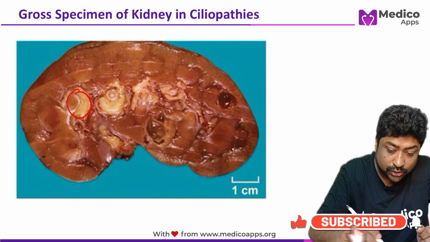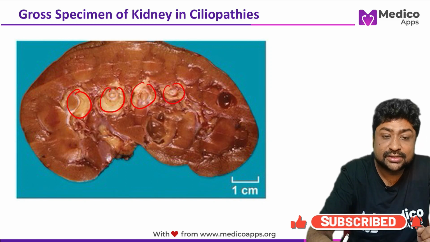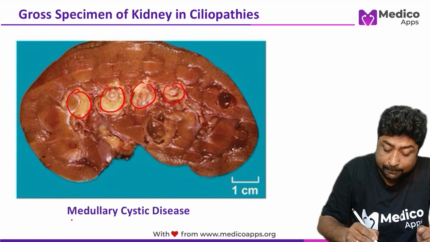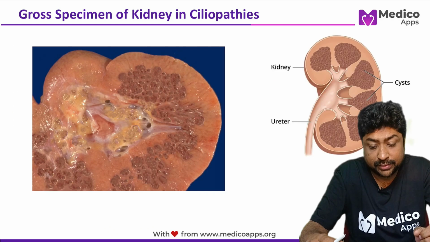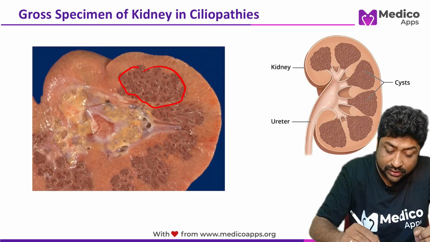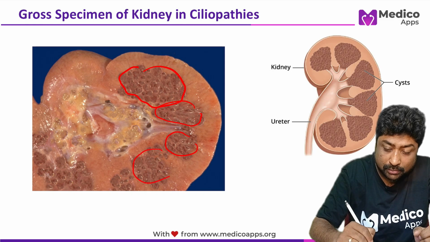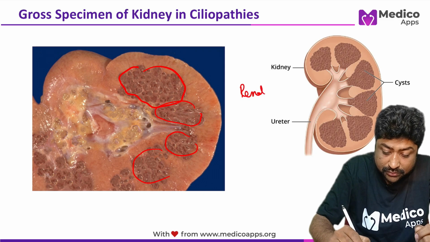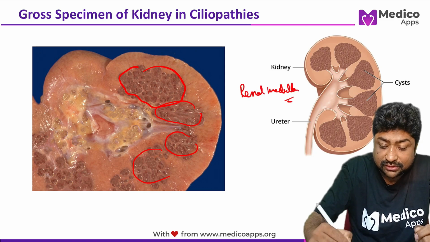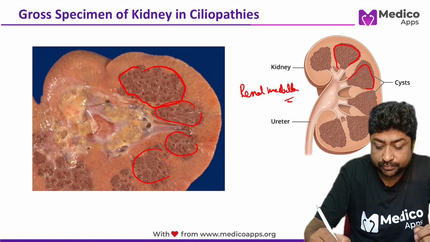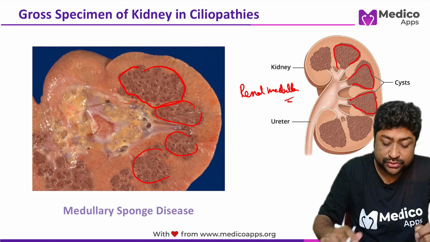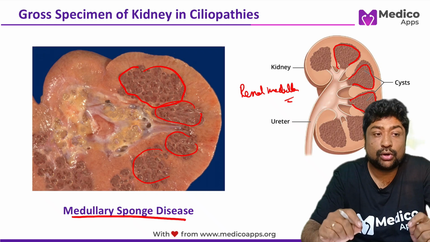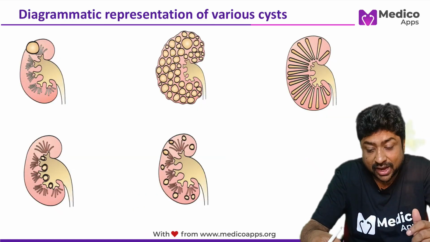What do you see here? Here you can see there are cysts at the junction of the cortex and the medulla, and this is what you see in medullary cystic disease. Next, you can see here very small multiple cysts in the renal medulla, and this is what you see in medullary sponge disease. All these gross specimens are very important because they have been asked in the examination.